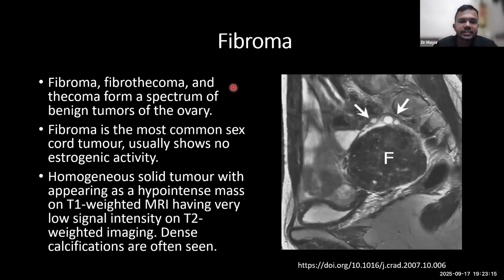Fibromas were also discussed in the O-RADS section. These are solid lesions which appear uniformly dark on T2 and T1 weighted images, and they have a variable amount of calcification seen on CT. They are the most common sex-cord stromal tumors and usually they do not have any estrogenic activity.